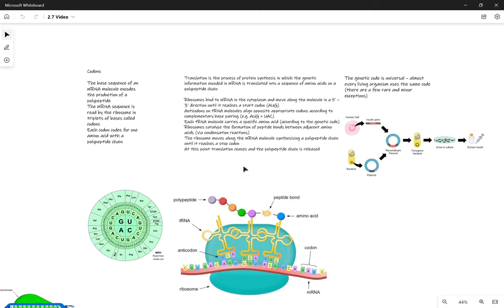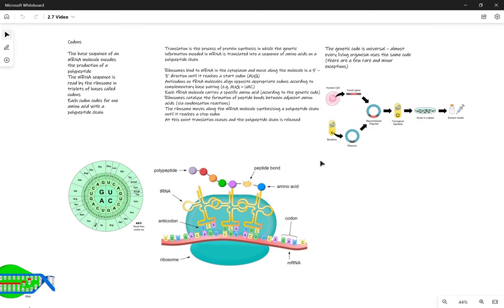Translation is the process of protein synthesis in which the genetic information encoded in our mRNA is translated into a sequence of amino acids on a polypeptide chain. Ribosomes bind to the mRNA in the cytoplasm, and then they move along the molecule in a 5' to 3' direction until they reach the start codon of AUG.